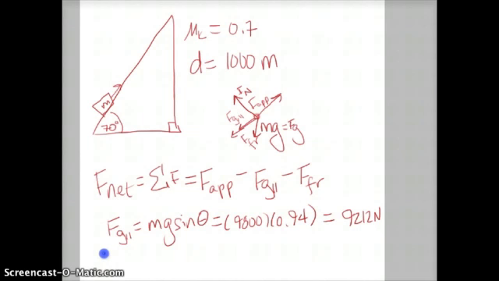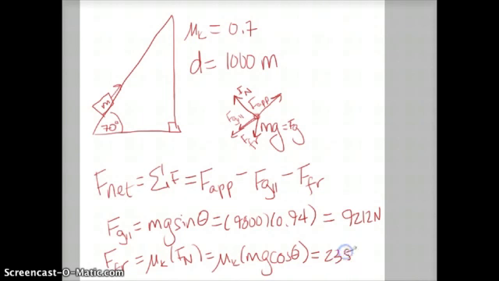In addition to that, Sisyphus has to fight against friction. Friction is going to be equal to mu k, the coefficient of kinetic friction, times the normal force. In our case, that's going to be mu k times mg cosine theta, since it's pointing perpendicular to the surface. When we multiply that out, what we're going to find that is equal to is 2352 newtons.